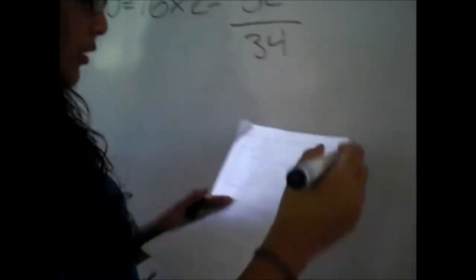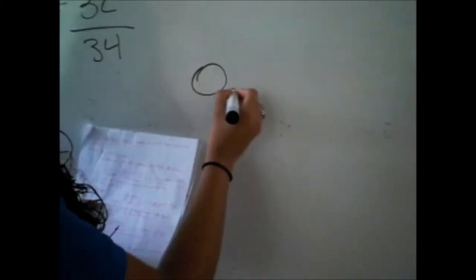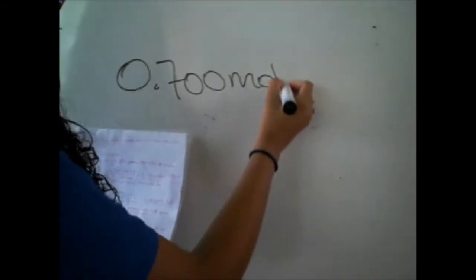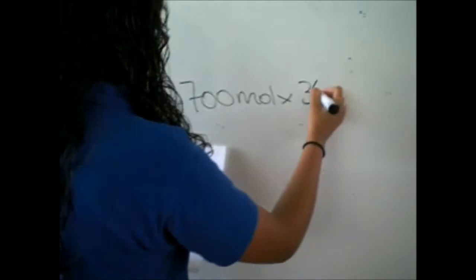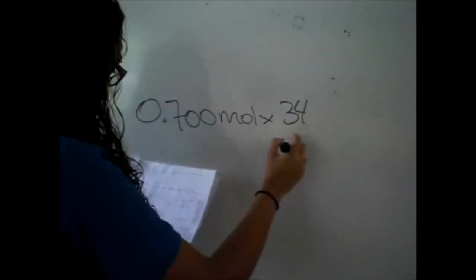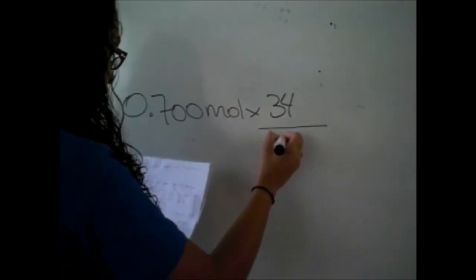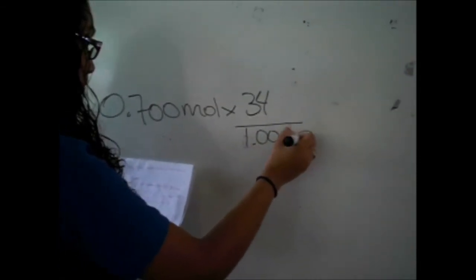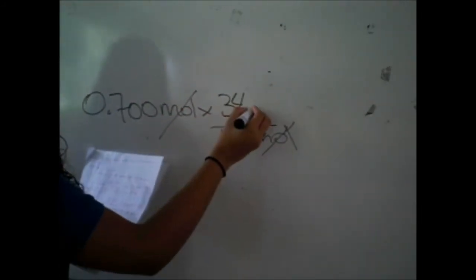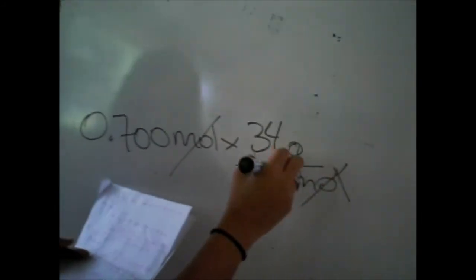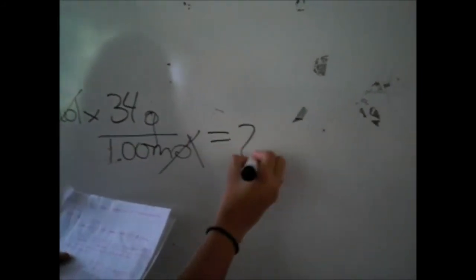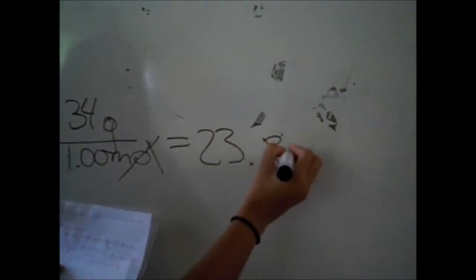Then we put 0.700 moles times 34 divided by 1.0 mole. Then we cross out moles and we got grams. And our answer is 23.8 grams.